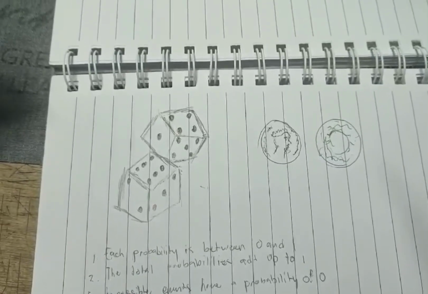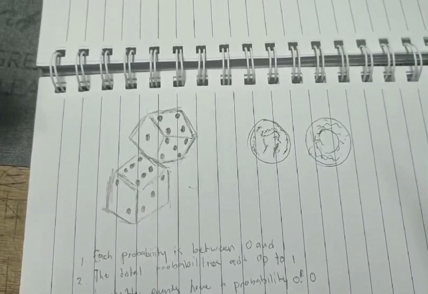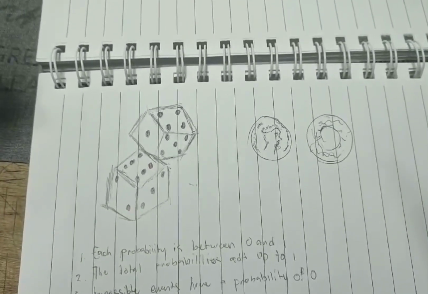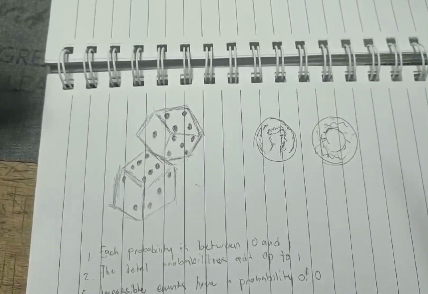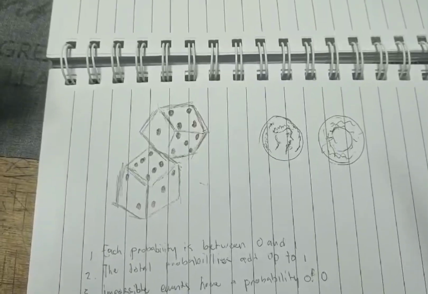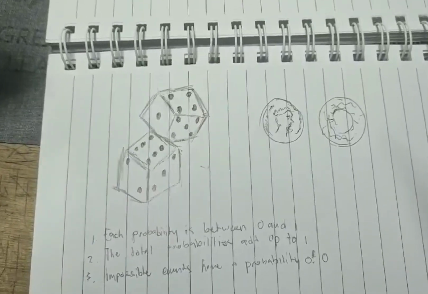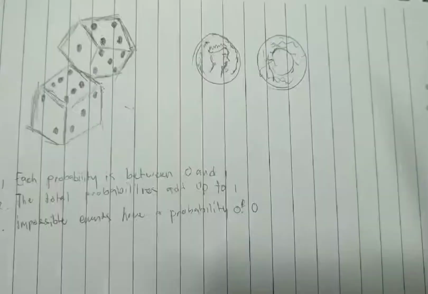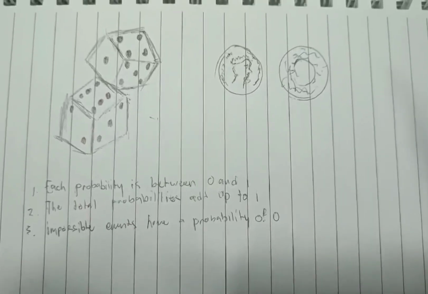Now let's focus on discrete probability distribution. Discrete means the outcomes are countable, like 0, 1, 2, or 3. An example is the number of heads. When tossing coins, you can only get 0, 1, or 2 heads.